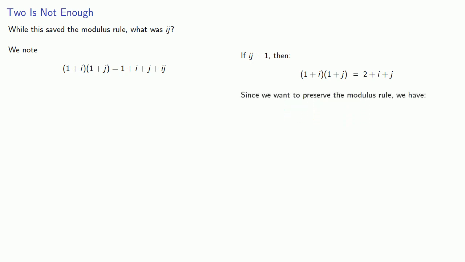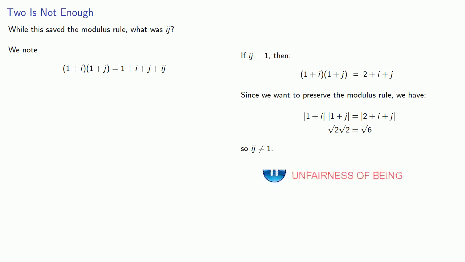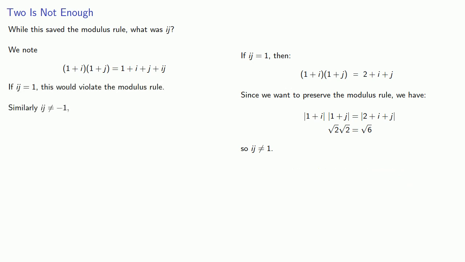And since we want to preserve the modulus rule, we must have the product of the moduli equal the modulus of the product. But if we actually calculate these moduli, we get, and that says ij can't be equal to 1. And by a similar argument, ij can't be negative 1, or i, or negative i, or j, or negative j. In fact, ij can't be any number of the form a plus bi plus cj for any real numbers a, b, and c. ij must be a new imaginary k.